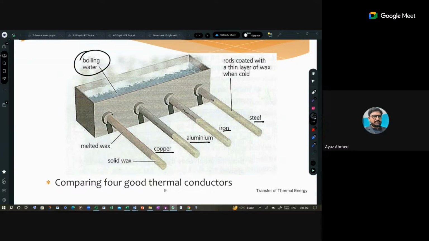So what happens? The amount of wax still remaining on the rods tells us how good a conductor that is. For example, they were all filled with wax. Steel is left with most of the wax on it, then iron, then aluminum, then copper. It means most of the wax has been removed from the copper rod because of heat transfer. It has melted. Somewhat on aluminum, then on iron, and then on steel.